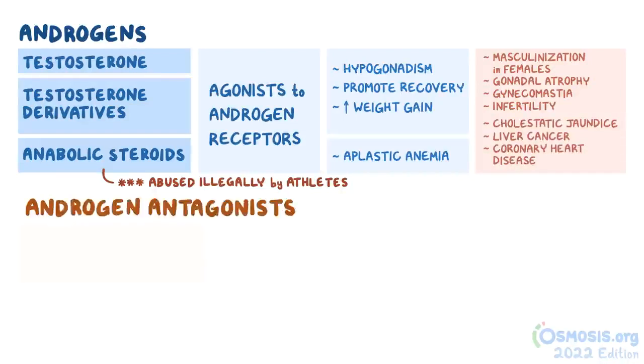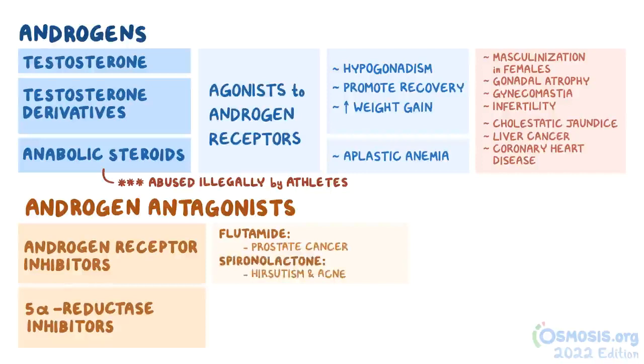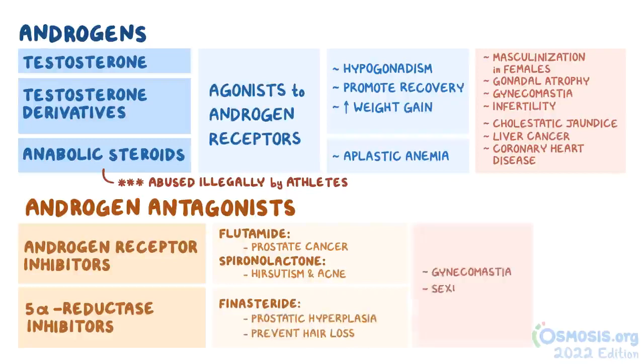Androgen antagonists include androgen receptor inhibitors and 5-alpha reductase inhibitors. Flutamide, an androgen receptor inhibitor, is used in the treatment of prostate cancer. Spironolactone is used in the treatment of hirsutism and acne due to PCOS in women. Finasteride, a 5-alpha reductase inhibitor, is used to treat benign prostatic hyperplasia and to prevent hair loss in men. Side effects for antiandrogens include gynecomastia and sexual dysfunction.